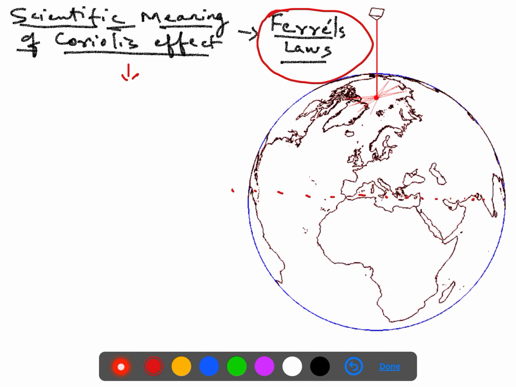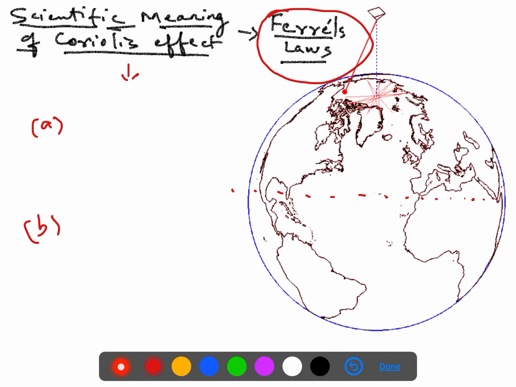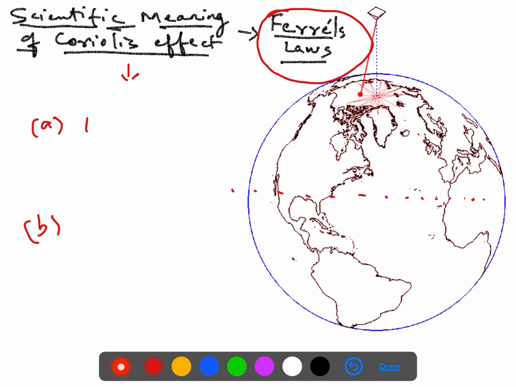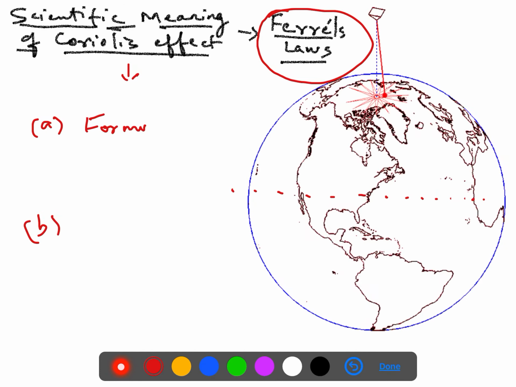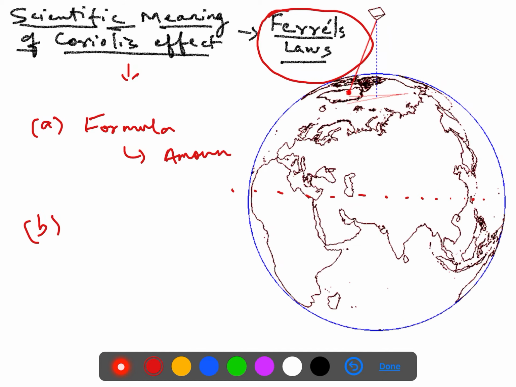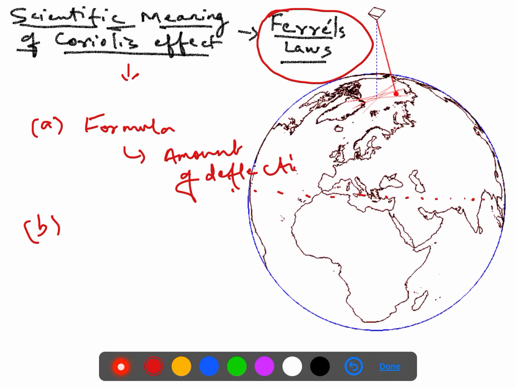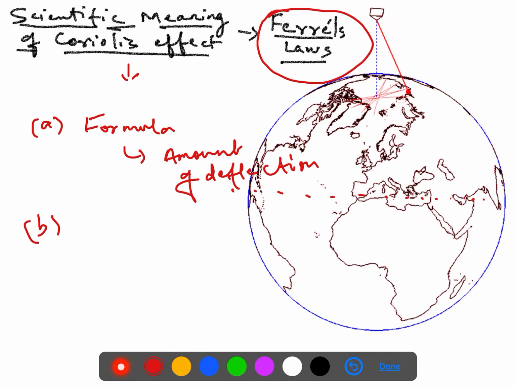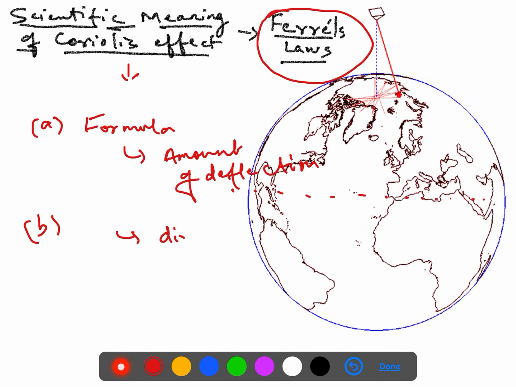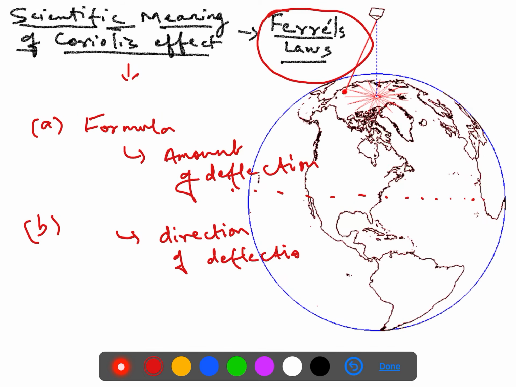Ferrel's law talks about two things. First, it gives the formula for the amount of deflection, and second, it also talks about the direction of deflection. Let's see this.